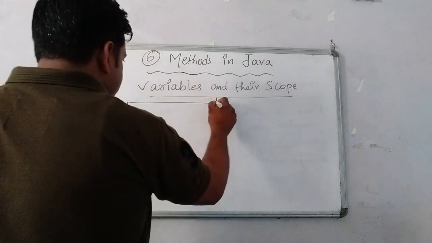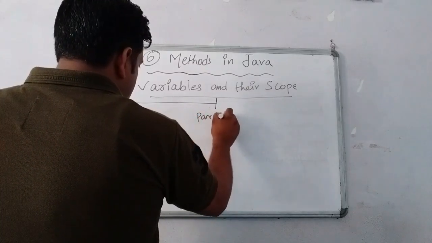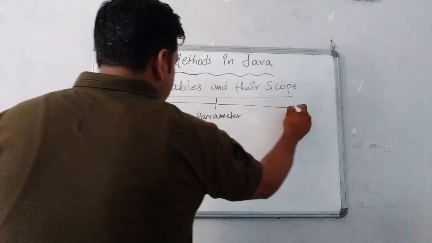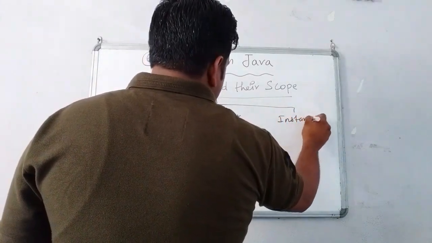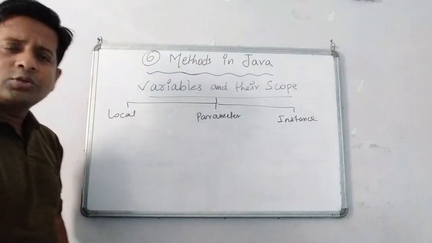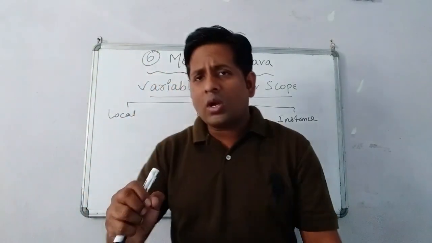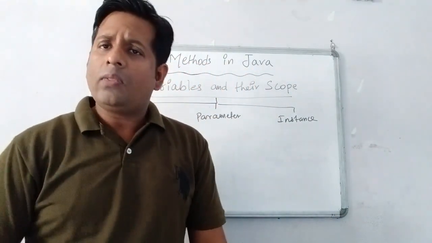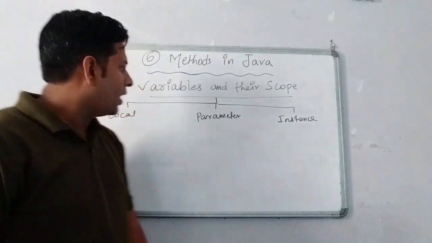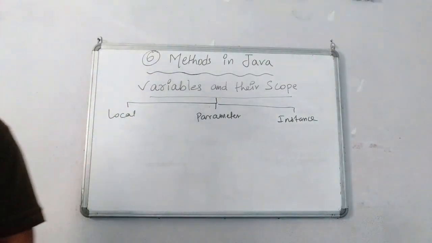Children, you will get three different types of variables: local variable, parameter variable, and instance variable. So there are three different types of variables we use in a program. Now what are the differences between these three and how do they work? See this property children, I am explaining to you.